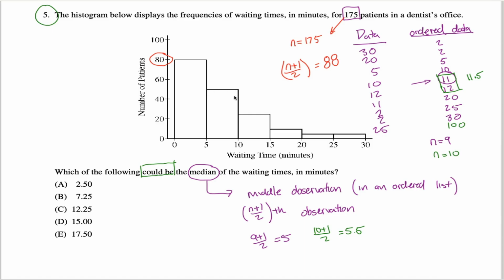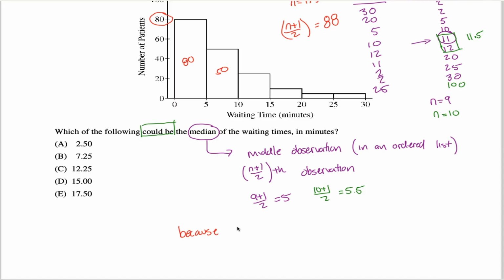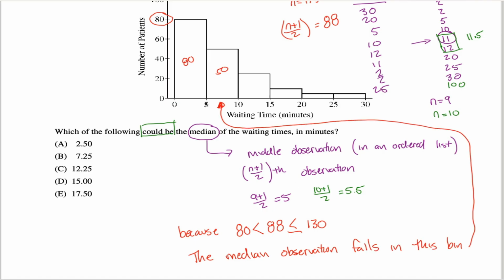The next 50 or so observations are between 5 and 10. So the 88th observation would be one of these 50 in this bin, right? The 81st is in this bin, the 82nd, 83rd, 84th, 85th, and so on, all the way up to the 130th observation in an ordered list. Because 88 is strictly greater than 80, and less than or equal to 80 plus 50 or 130, the median observation falls in this bin. So you're like, oh, okay, it's some number between 5 and 10. The only number between 5 and 10 is 7.25. The answer is B, and I'm done.